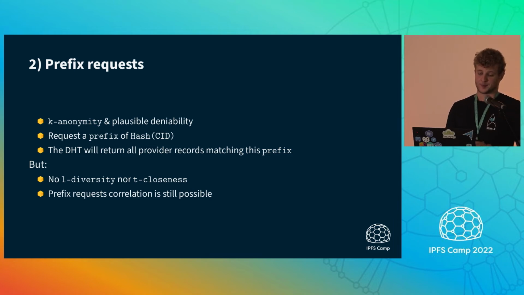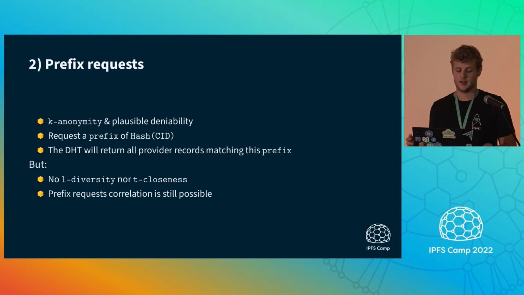However, this gives us key anonymity, but no l-diversity or t-closeness, which means that if, let's say in a specific branch of the tree, for a specific prefix, there is one file that is very popular and everyone wants to access it, and let's say 10 other files that nobody wants to access, then if somebody makes a request in this specific branch of the tree, it's very likely that they access the popular content. So it's not perfect, but at least it gives us plausible deniability. And so, yeah, we can still do correlation attacks on the prefixes, so the branches.